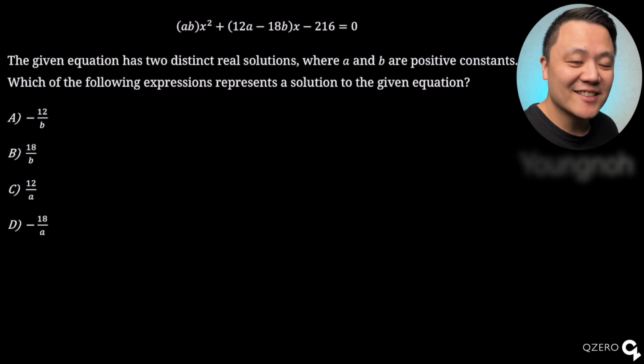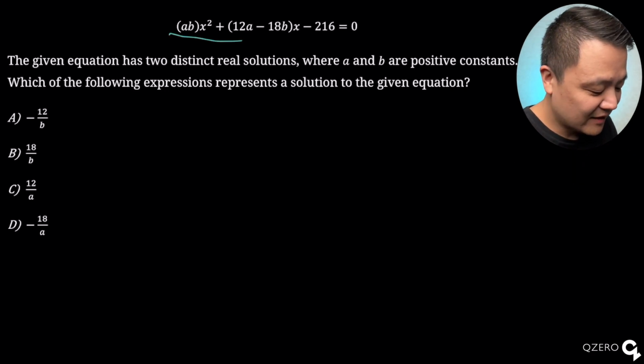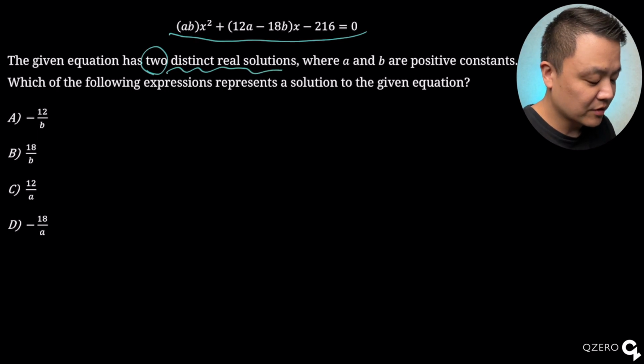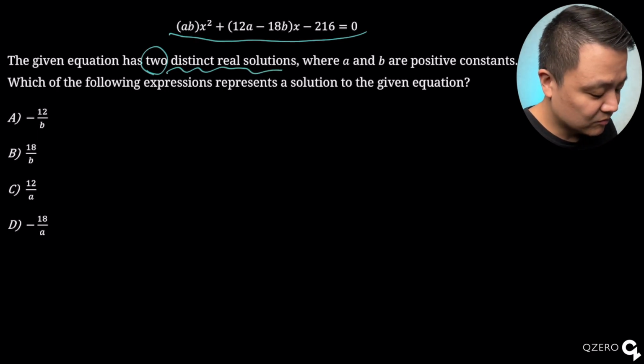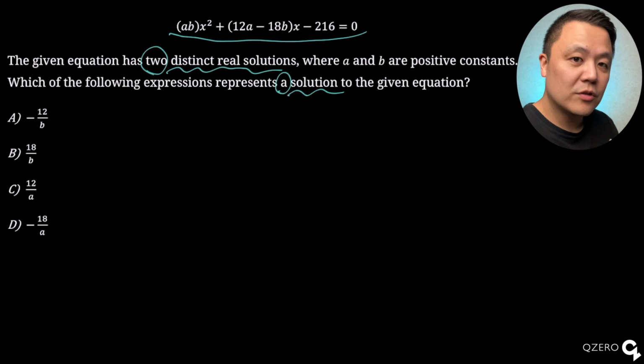Let's solve this question. In this question, we have a quadratic equation that has two distinct real solutions. And what we're looking for here is one solution of those two. To solve the given quadratic equation, I think you have to try with the factoring technique first, and if it doesn't work, then you have to use the quadratic formula.